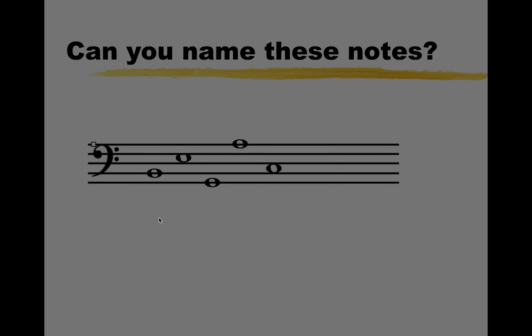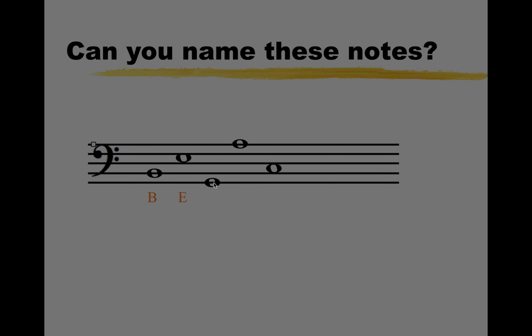So can you name these notes? If we use our saying, this is a line note, and we can just, again, think great big dogs fight animals. So it would be great big, that's a B. And this one is a space note. And our saying for the spaces was all cows eat. So that's going to be an E.